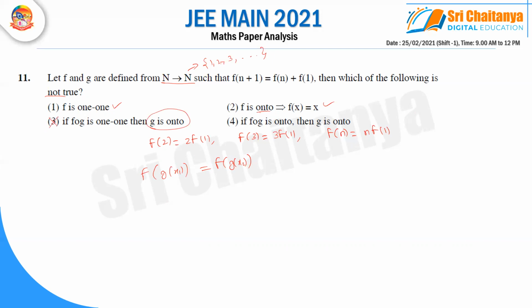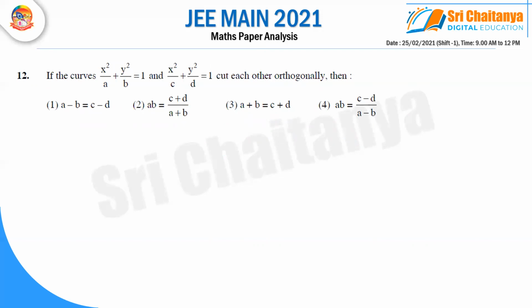Now let us go to the next question. They gave curves that cut each other orthogonally. Orthogonally means the angle between them is pi by 2 at their point of intersection. So what I will do, I will take the point of intersection as x1 comma y1. So I am getting something like this.